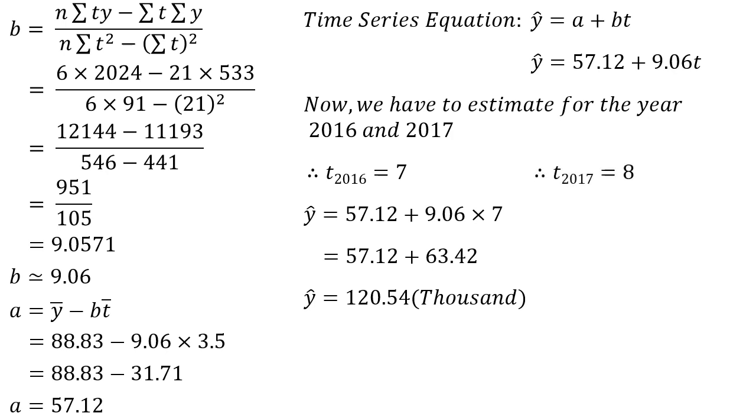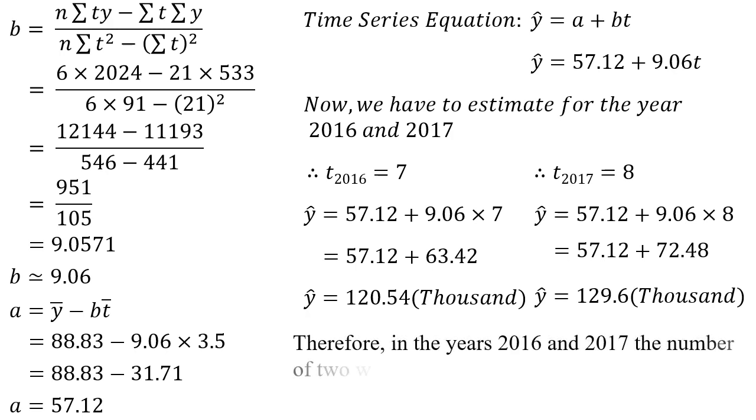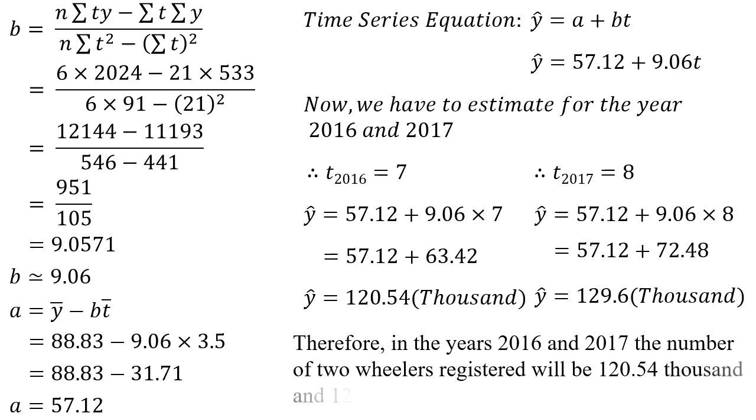Next we will take 2017 as 8. We will put it into our equation to multiply it with b and then add the answer into a. That way we will get 129.6 thousand vehicles. The statement here will be that therefore in the years 2016 and 2017 the number of two-wheelers registered will be 120.54 thousand and 129.6 thousand respectively.